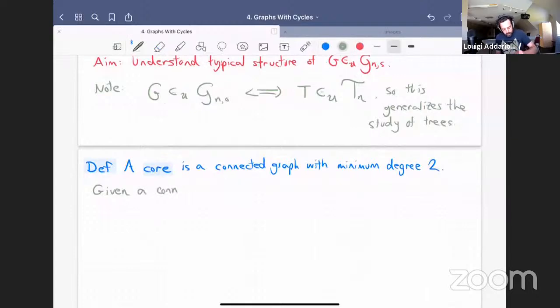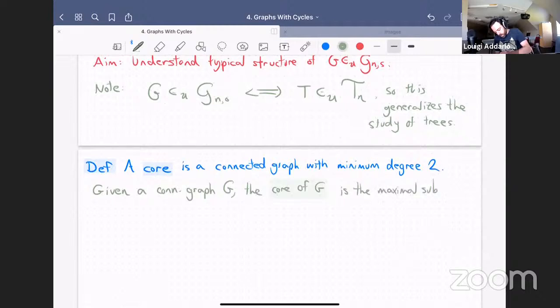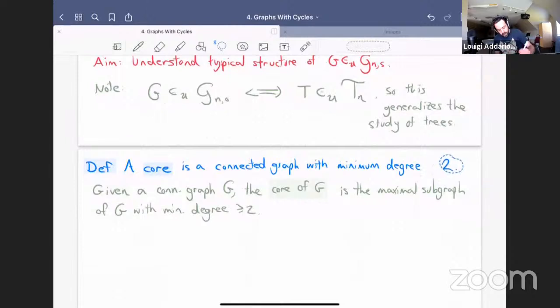So given a connected graph G, the core of G will be the maximal subgraph of G that has minimum degree at least 2. Yeah, so here I should say at least 2, sorry.